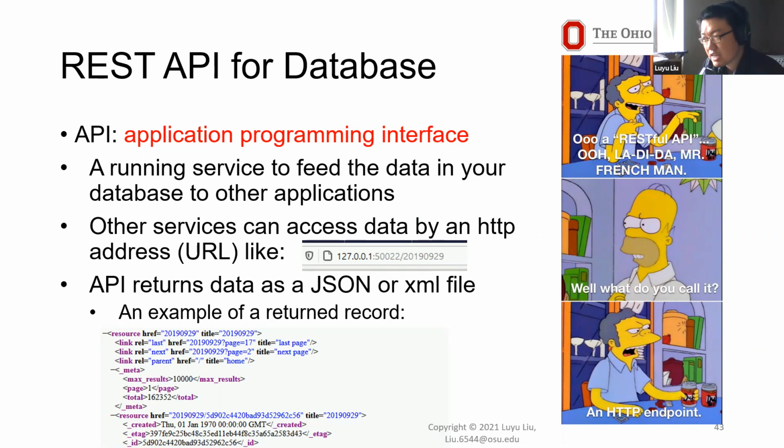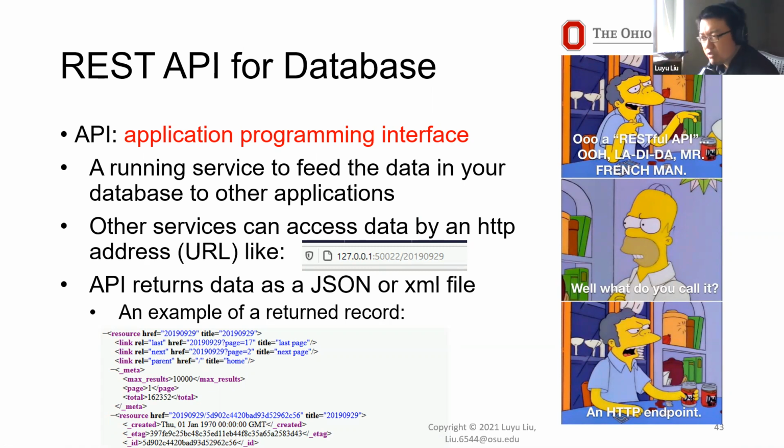So other services can access data by an HTTP address, like a URL. For this one I have here, it's 127.0.0.1, which is equivalent to localhost. And this is the port number, which you can imagine as different programs having different channels to communicate information, right? And finally, we have a parameter here indicating which table I'm looking at, right? Because an API is always feeding one database, and one database can have different collections, which are equivalent to the tables in a relational database, right?